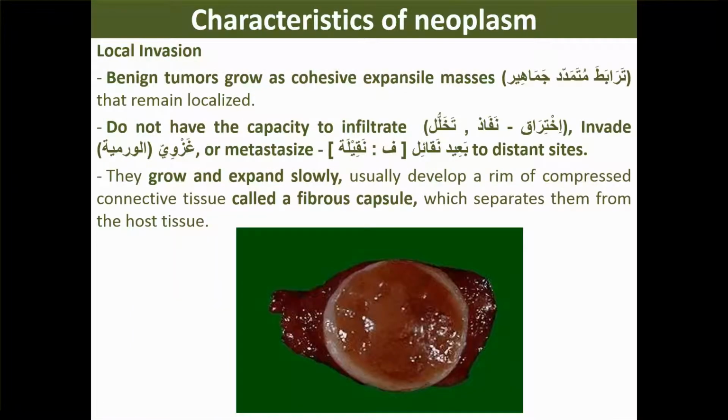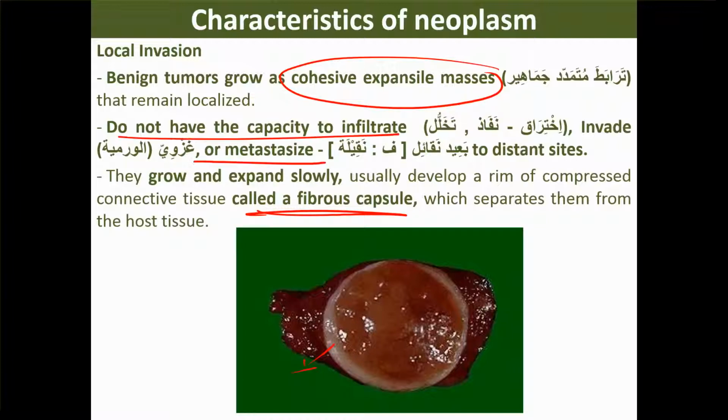Now coming to the other characteristic features of neoplasm. First, how does a benign tumor invade locally? They grow as a cohesive expansile mass and form a fibrous capsule. The white area is the capsule. They do not have the capacity to infiltrate, metastasize to a distant site, or invade locally. This is the characteristic feature of the benign tumor, which has local involvement.